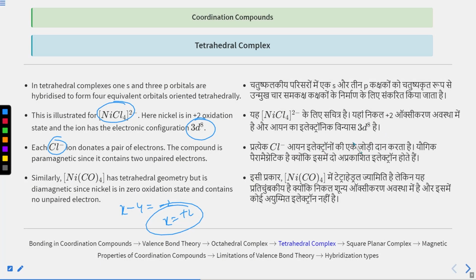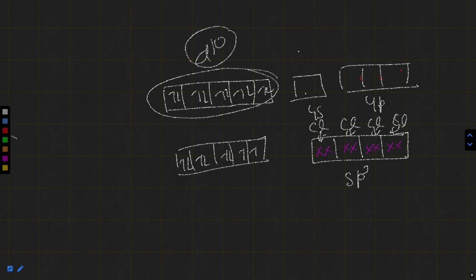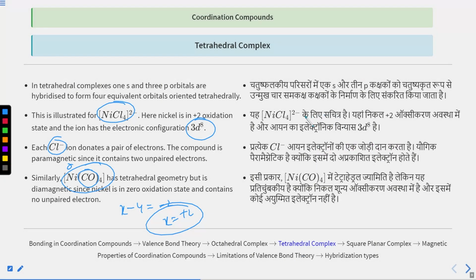Similarly, for Ni(CO)4, the same thing happens, but here we will not see a change in oxidation state. It will be in zero oxidation state because CO is a neutral ligand. And since d10 is present, d10 will be this. There is no unpaired electron, so you don't have to worry about pairing and non-pairing. Of course, it will go to sp3. So is this clear?